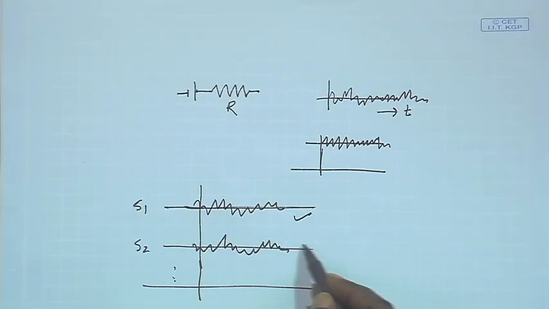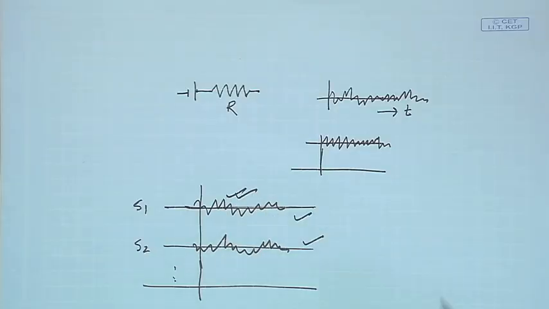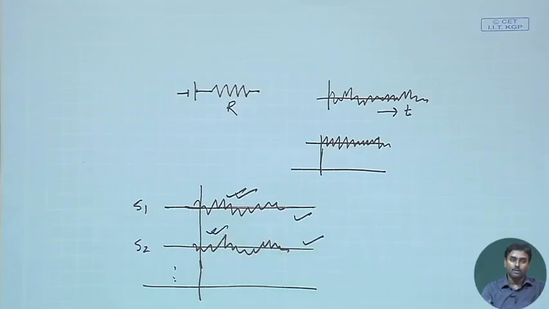Here also it will be 0, here also it will be 0, and so on. As many as you can take, everywhere the average current will be 0, but there will be a random variation, and that random variation reported by student 1 will be completely different from student 2, and so on. Okay. That is what will be happening.